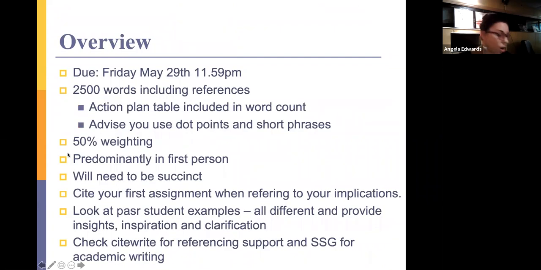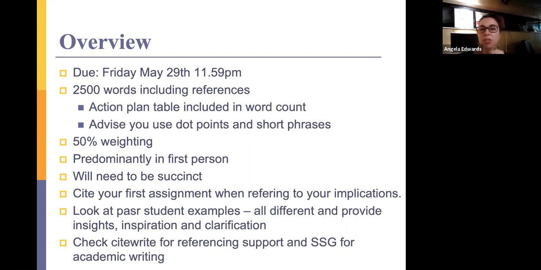So an overview, it's due on Friday, May the 29th at 11:59. 2,500 words, including references. So your action plan table is included in that word count. So I would advise you to use dot points and short phrases in that table, just so that you don't go over the word count. You do have that 10% though, weighs 50%. So, you know, if you didn't do so well in your first assessment task, you do have the opportunity to up that grade in this one.